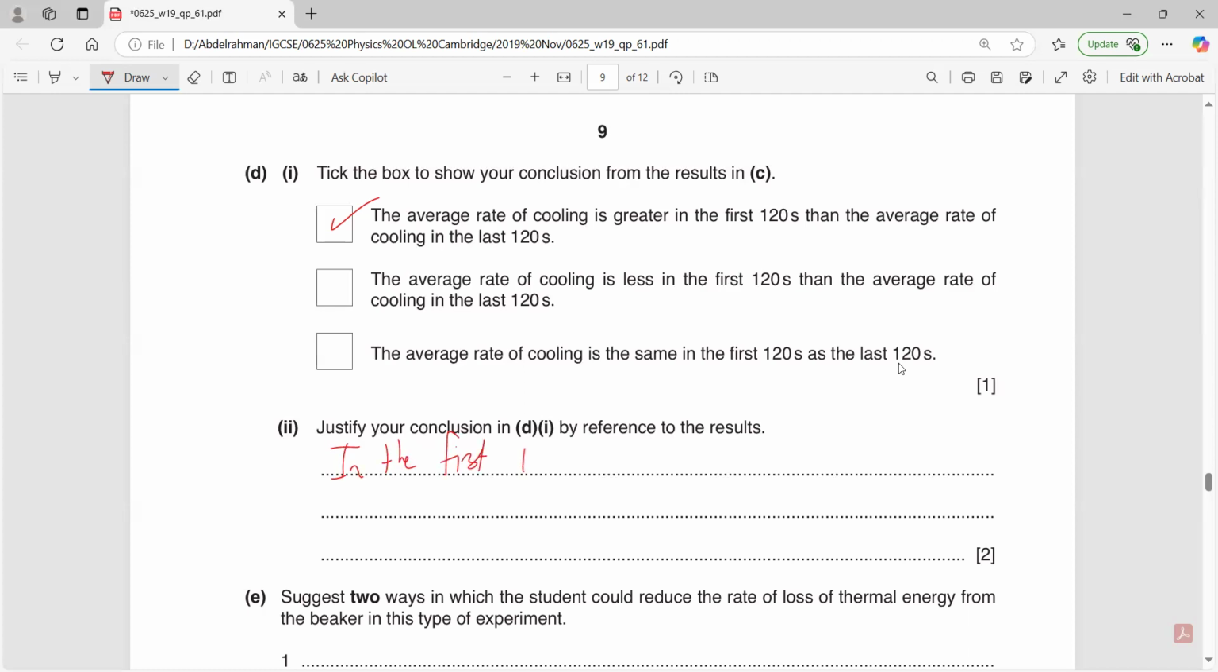In the first 120 seconds, delta theta 1 was equal to 10 degrees Celsius. In the last 120 seconds, delta theta 2 was equal to 7 degrees Celsius. So is there a difference? Yes, there is a huge difference. Delta theta 1 is much greater than delta theta 2.